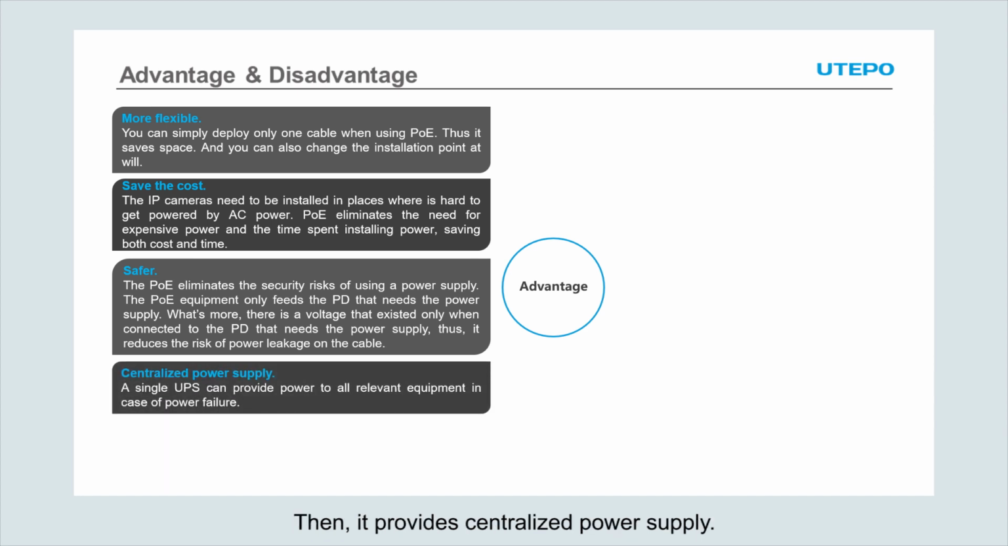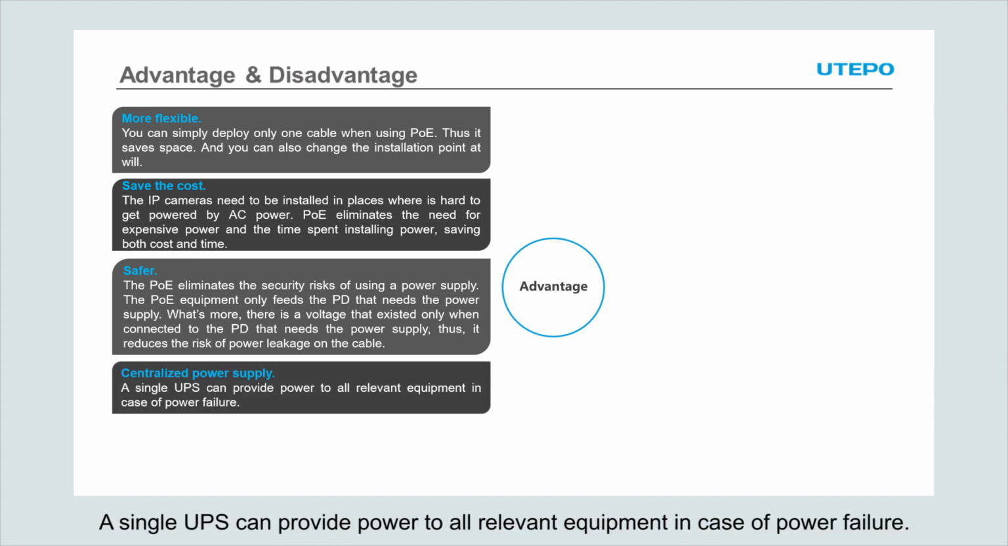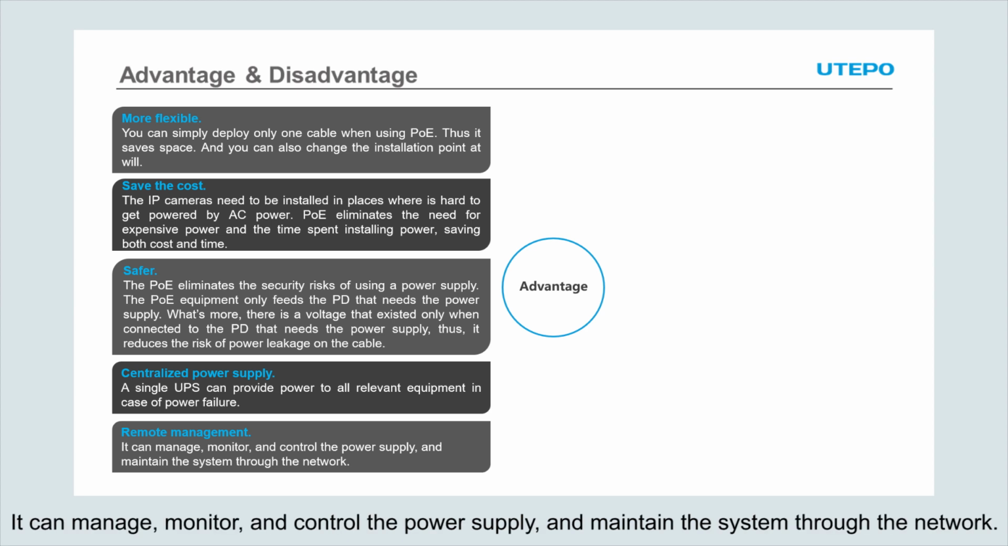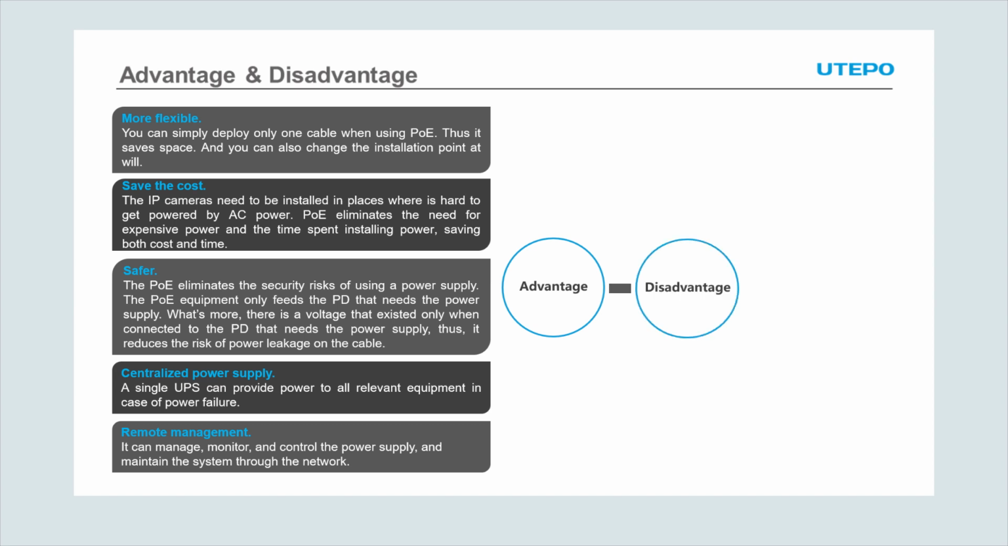Then it provides centralized power supply. A single UPS can provide power to all relevant equipment in case of power failure. At last, it supports remote management. It can manage, monitor, and control the power supply and maintain the system through the network.